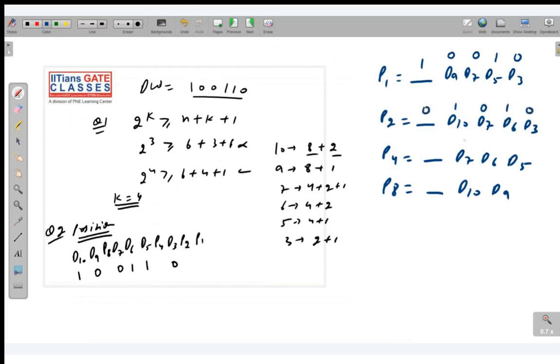Next, D7 is 0. D6 is 1. D5 is 1. So here I will add 0. D10 is 1, D9 is 0, here I will add 1. So we have got the answer. P8 is 1, P4 is 0, P2 is 0, P1 is 1. So finally, this is our code word. So final answer, code word is this.